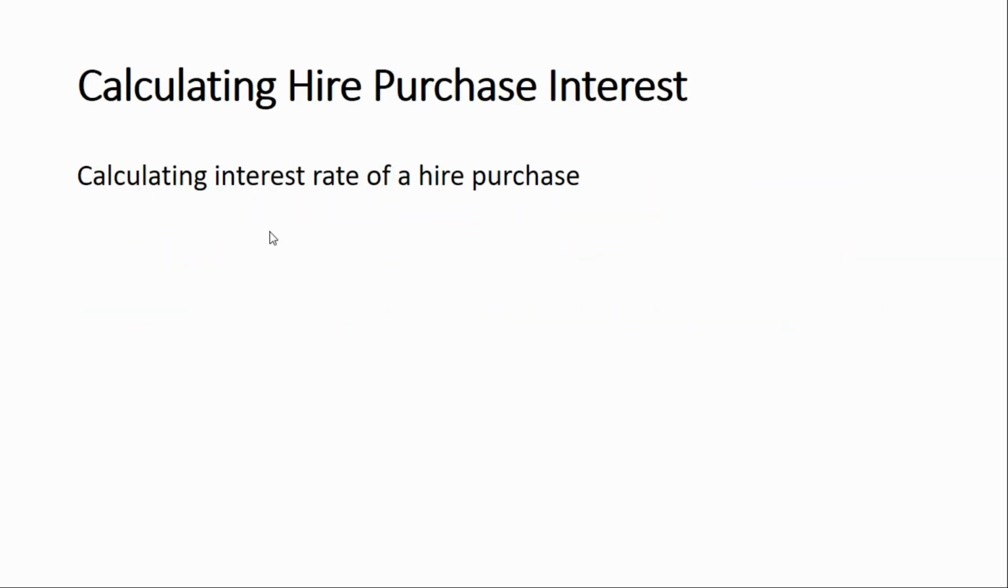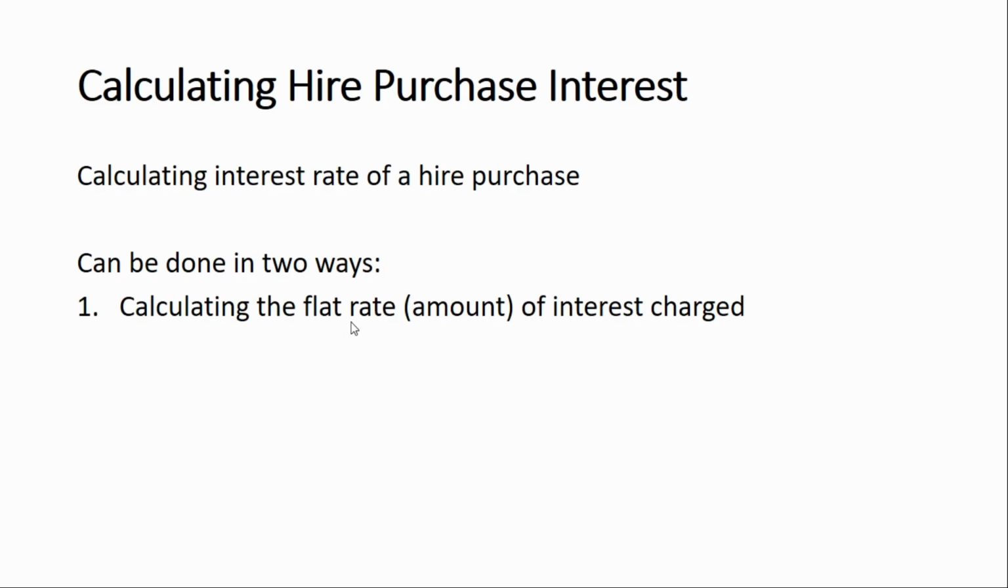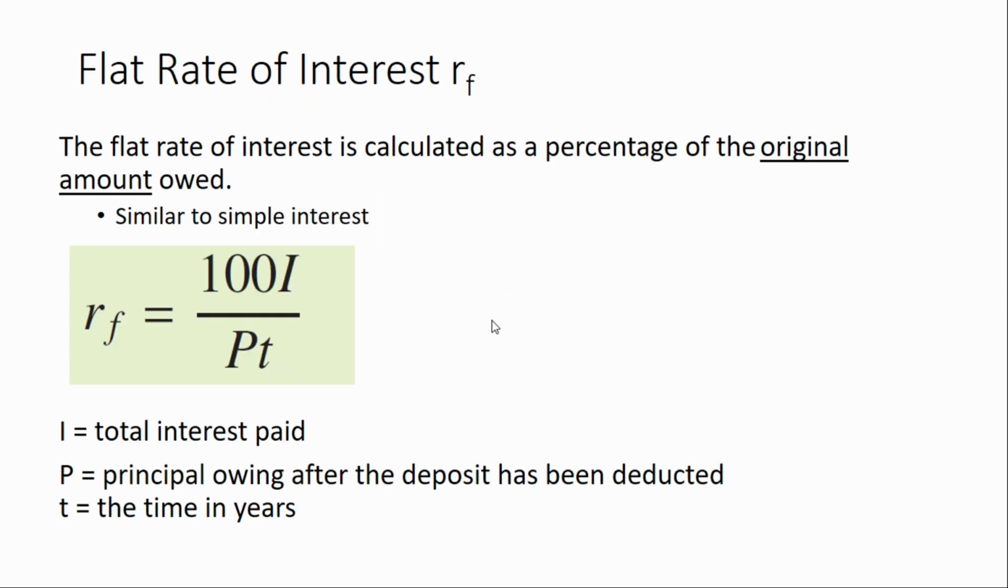Alright, so now we know what a hire purchase is. That's our first goal. We need to know how to calculate the interest of a hire purchase now. Once again, this can be done in two ways. Our first being the flat rate amount, and our next being the effective rate of interest. So our first way here was our second goal for today, and the effective rate was our third goal. So let's start off by finding out how to calculate the flat rate amount.